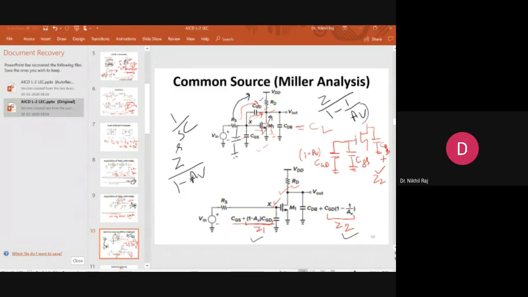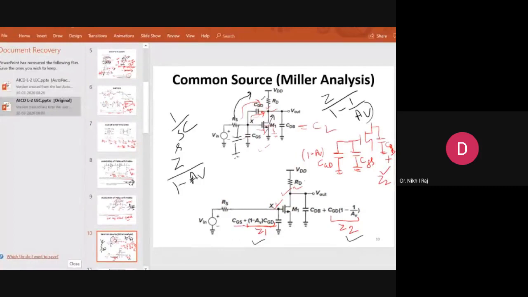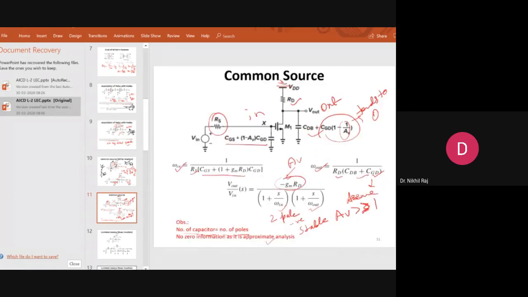Similarly, at the output, what will be the pole? RD, because this VDD will be grounded. So RD into whatever output capacitance is seen. In slide number 11, if you see, we have written in terms of omega in and omega out. Omega in means the input frequency at which it is operating, and omega out at the output. And then the general representation I can write is A by 1 plus SRC.